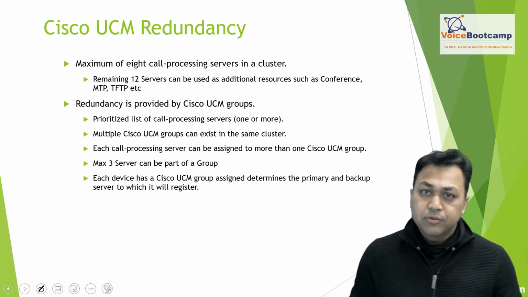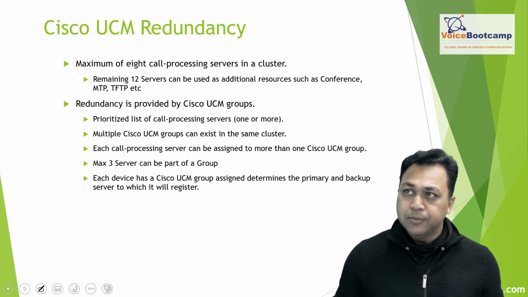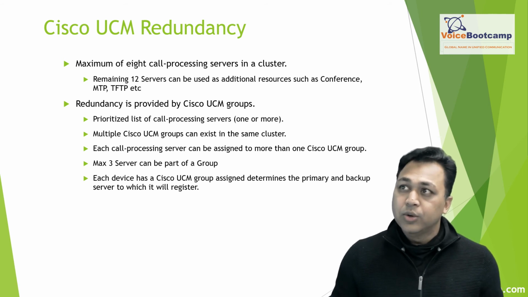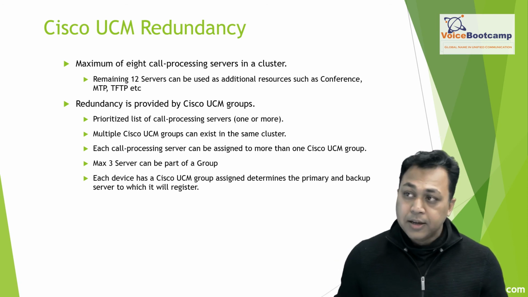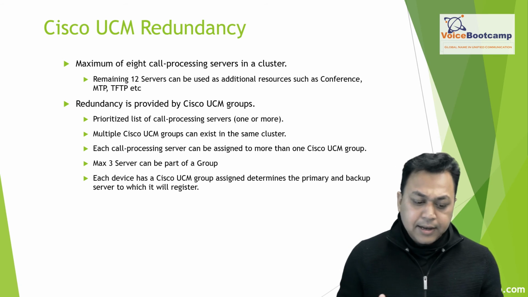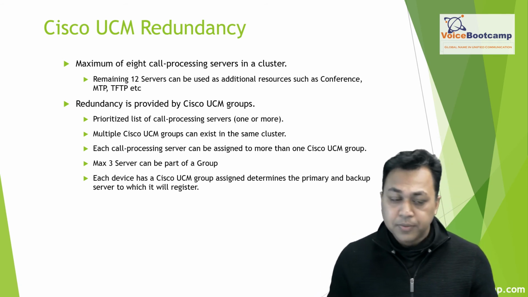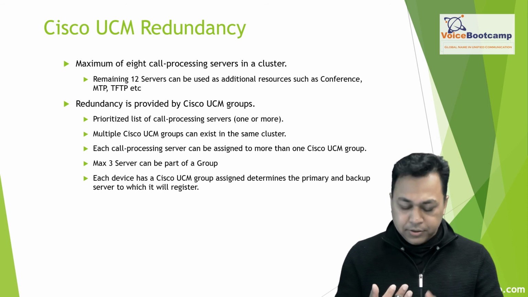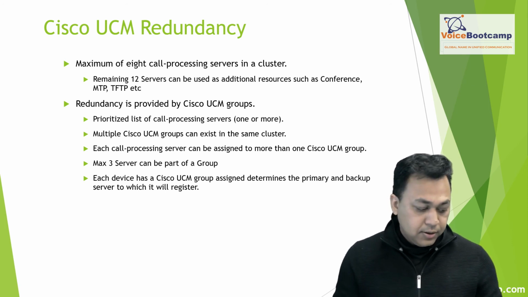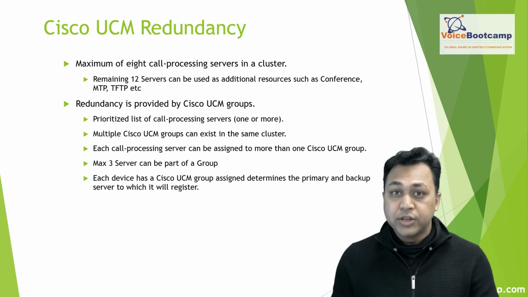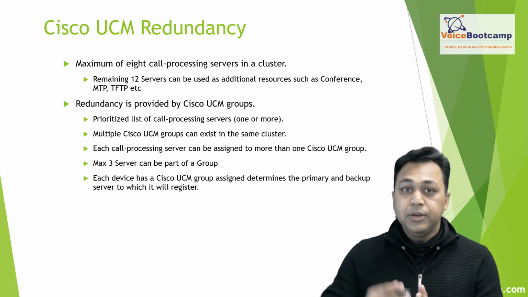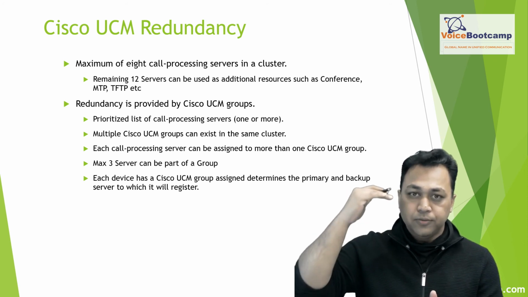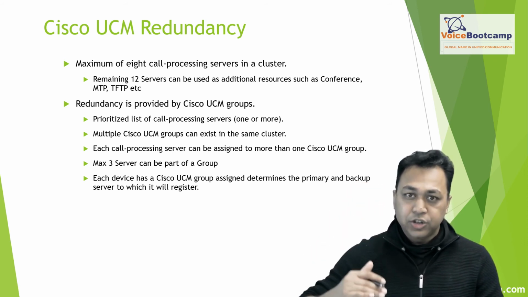Now, when we talk about redundancy, how do we achieve that redundancy? Well, first of all, to achieve that redundancy, you will have to use a concept called the CUCM redundant Call Manager group. So the Call Manager group, for example, can have up to 3 Call Manager servers. You have a primary server, a secondary server, and a tertiary server. Each Call Manager group prioritizes the servers in a top-down approach: primary, secondary, and tertiary.